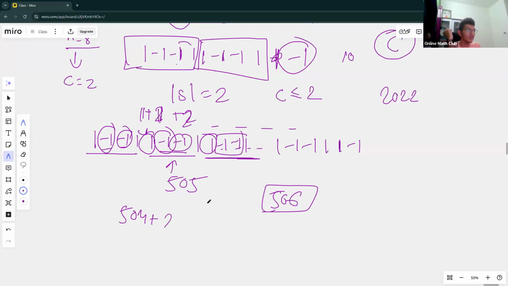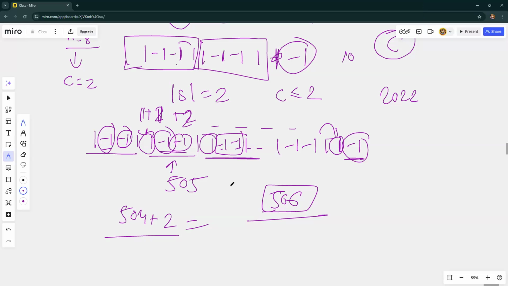5004 plus 2. And now if you want to get this 2, you will have to destroy one of the minus 1s and get this. Or even if you leave it as this, you will get 5006. Does everyone understand why we get 5006?